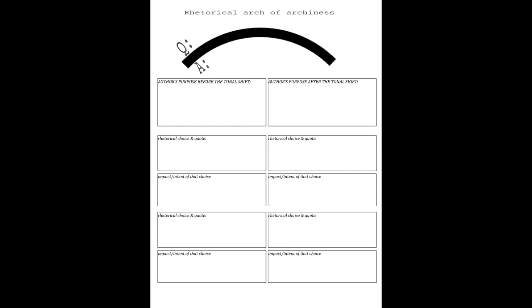And underneath that, you can see I have 4 blocks in each row. Well, those are pairs. Rhetorical choice and quote, and then impact and intent of that choice. So it's this idea that to accomplish that purpose, the author has made certain choices in his or her writing, and so we want to quote those choices. Now, this is where people will sometimes just list or talk about rhetorical devices, whether it's a classical allusion or a simile or repetition, and there's a lot of them.